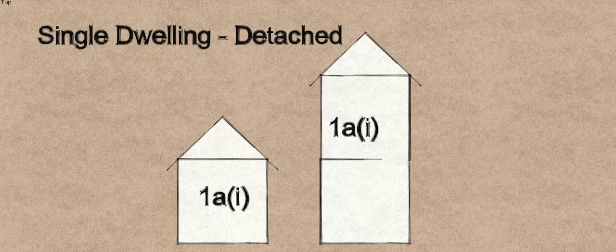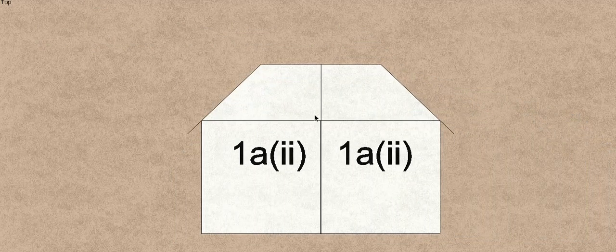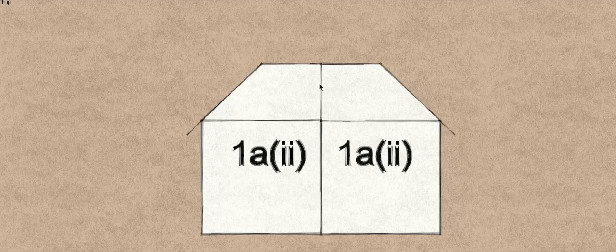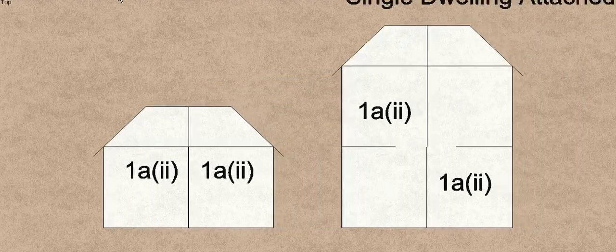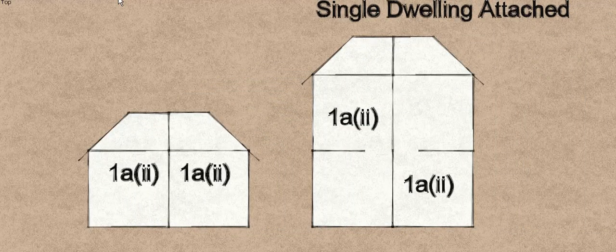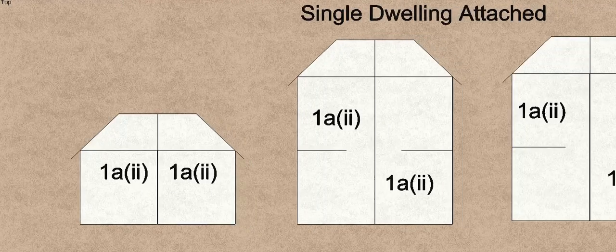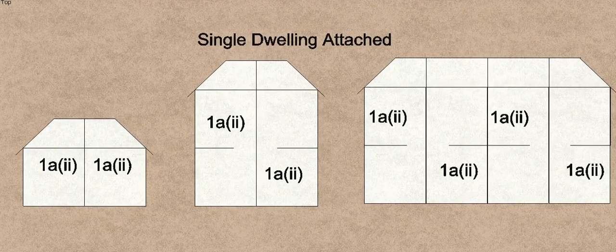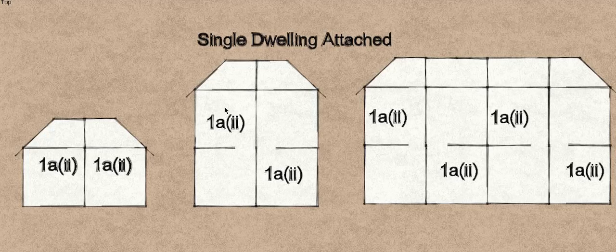You then have 1A2, which is similar, but it's an attached dwelling. In this case, we've got a duplex separated by a firewall. So anything that's attached, that's 1A2. That can also include your multi-story or two-story buildings. It can also be a row of townhouses as well, as long as each dwelling is one family residing in there, and they're separated by firewalls, then they're classified as 1A2.